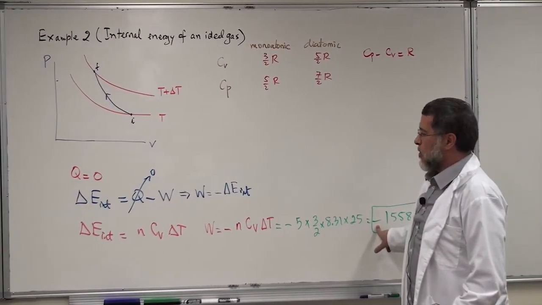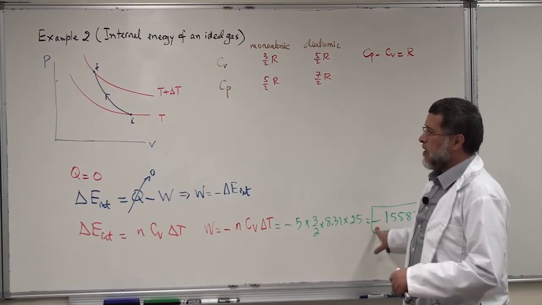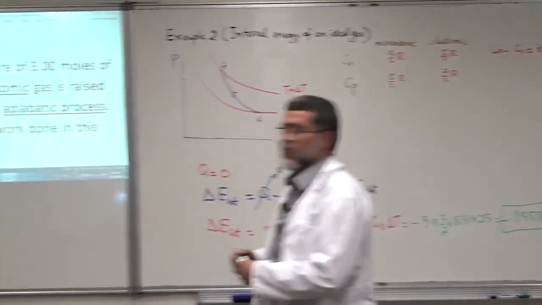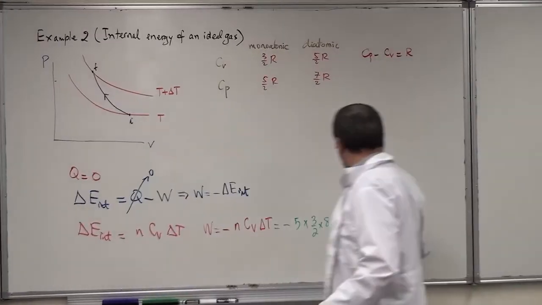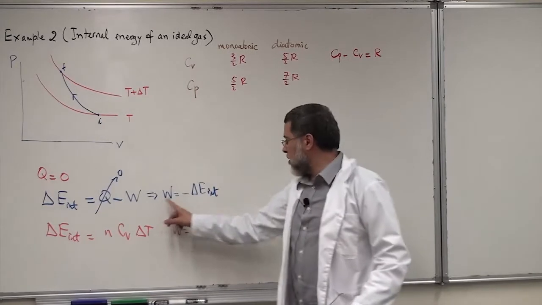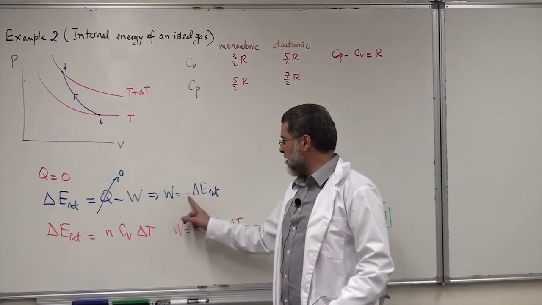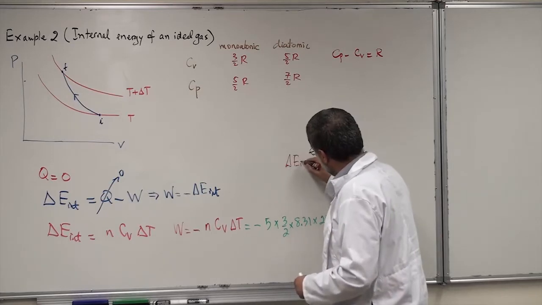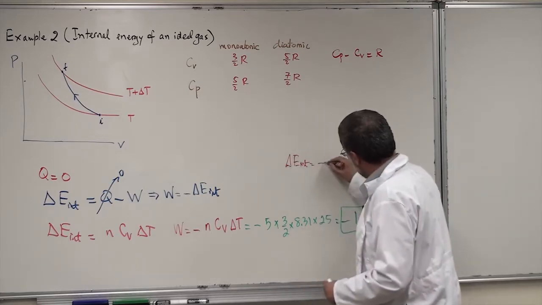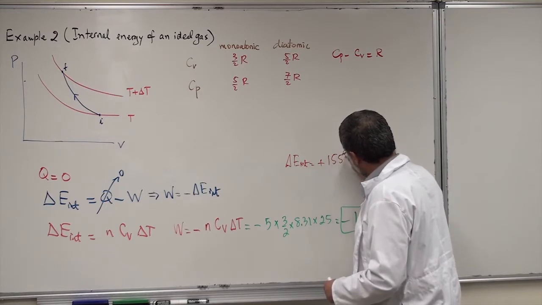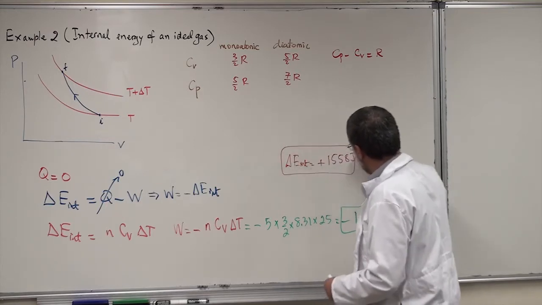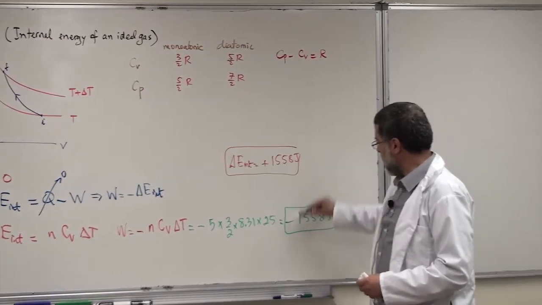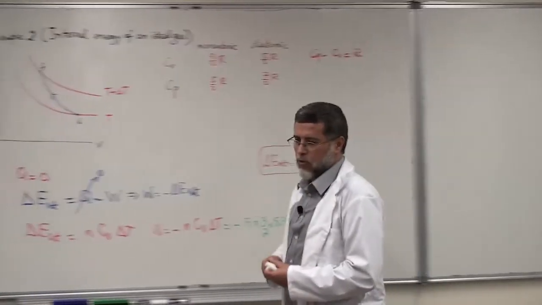This is also equal to minus the change in internal energy. If he asks you to find the change in internal energy of the gas, you take this value here as positive, because the work and delta internal energy are related by the minus sign. So delta internal energy in this problem will be plus 1,558 joules. The work and the internal energy are equal in magnitude, but there is a minus sign between the two.